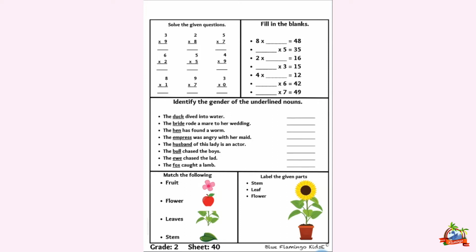So let us start. In this sheet, we are having 3 different parts. In each part, we will get to know about a different subject. So all the subjects are English, Maths and EVS. Let us start with our first subject, Maths.